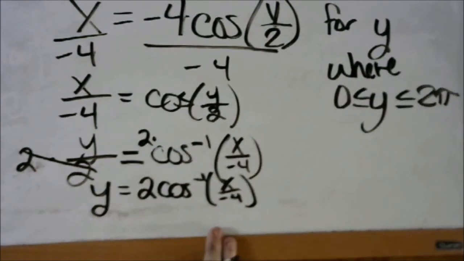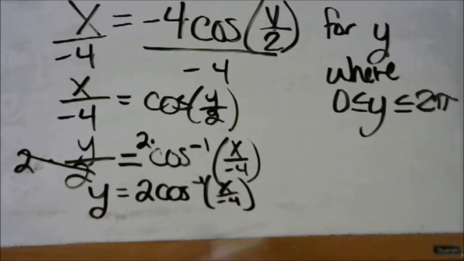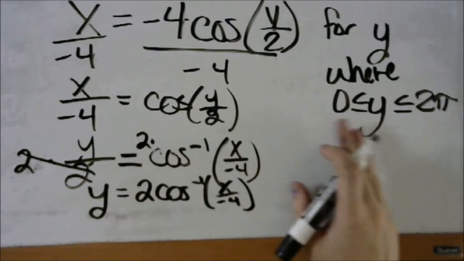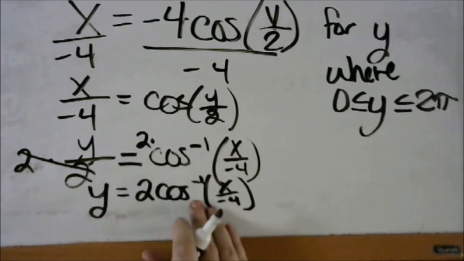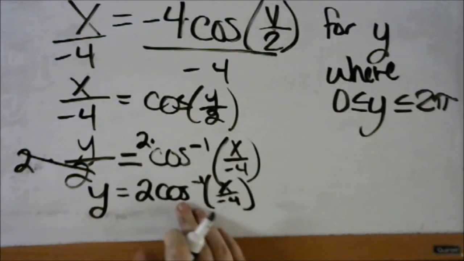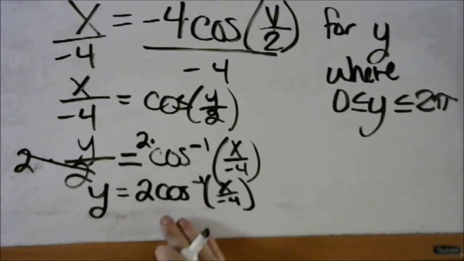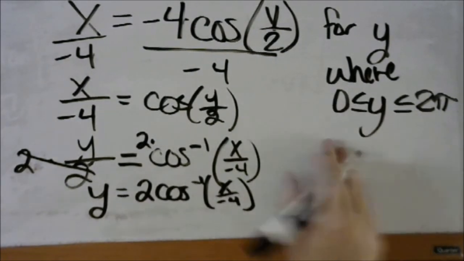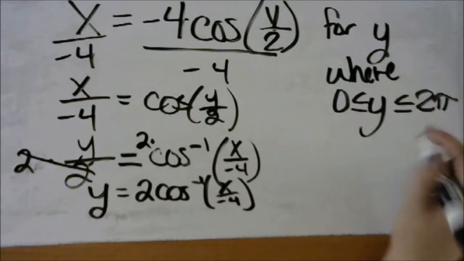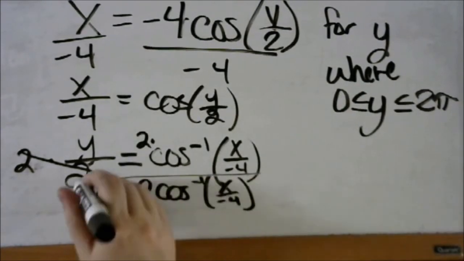or negative x over 4 essentially. Now that we've solved the equation, let's see why y was restricted from 0 to 2 pi. Well, y is the output of the inverse function. We know that inverse function outputs values from 0 to pi. Multiply those by 2 and you get numbers from 0 to 2 pi. So this restriction on the values of y matched the end result of my equation.